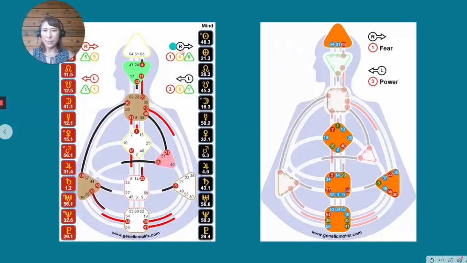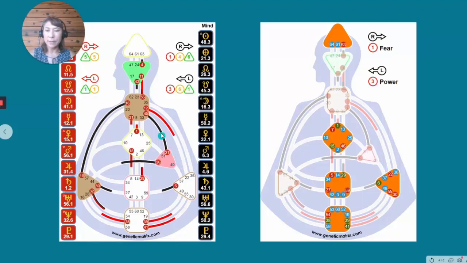So here's a manifestor's chart on the left hand side, and here is the not self chart on the right hand side. So a manifestor, or this manifestor, all manifestors have an undefined sacral center, and they also have one or more motors that connect to the throat.